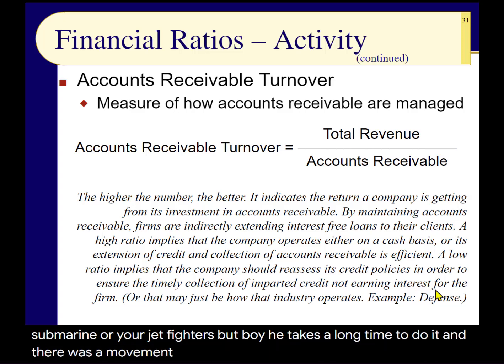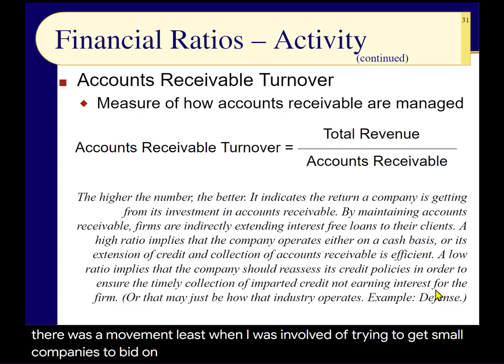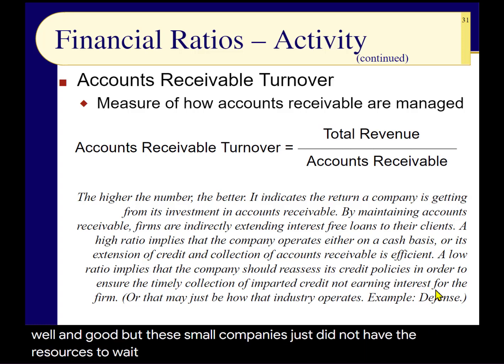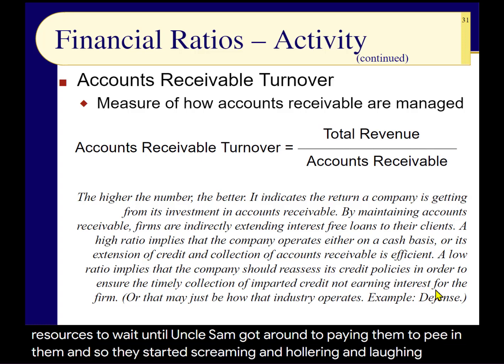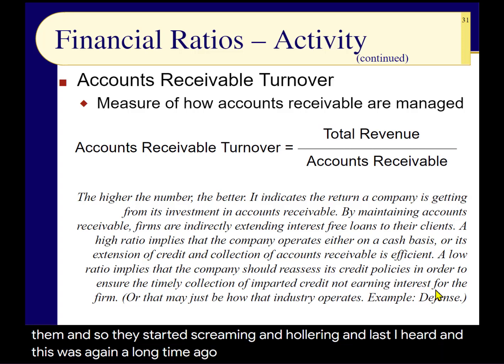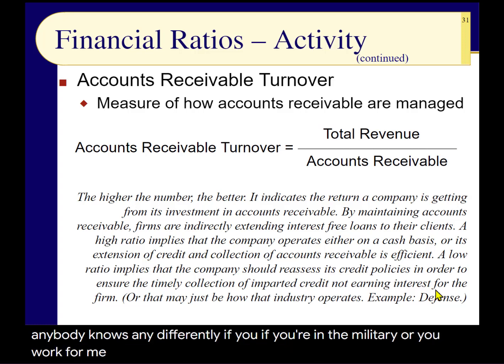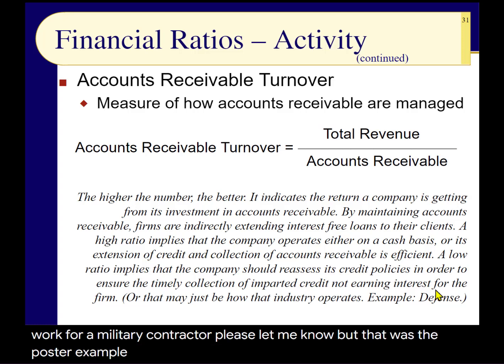And there was a movement, at least when I was involved, of trying to get small companies to bid on contracts with the Defense Department. That's all well and good, but these small companies just did not have the resources to wait until Uncle Sam got around to paying them. And so they started screaming and hollering. And last I heard, and this was again a long time ago, the Defense Department is now paying a lot sooner than they used to. If anybody knows any differently, if you're in the military or you work for a military contractor, please let me know. But that was the poster example of poor accounts receivable turnover.